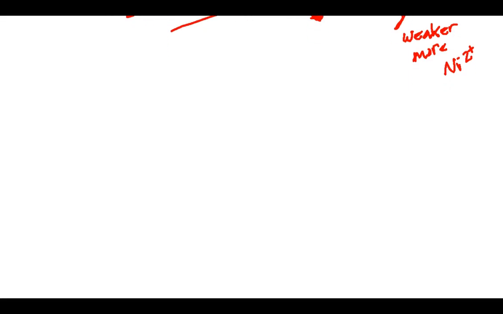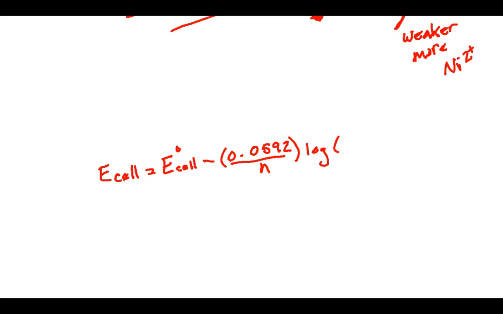So then we move forward, and what we're going to do is set up a situation where we say E cell is going to be equal to E cell standard. Okay. And remember, we're at standard state, we're at standard temperature. I pointed that out earlier. So that's going to be minus 0.0592 over N. And then you're going to have log, not ln, of Q.